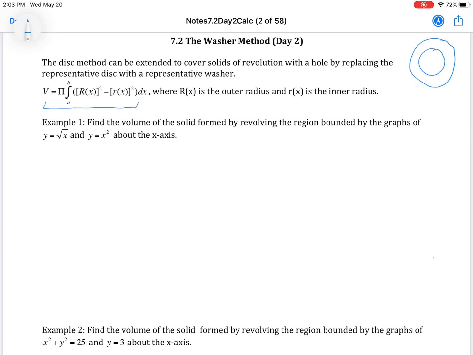So there is a difference in the equation. You now have two r of x's. Uppercase r of x is the outer radius. Another way of looking at it, it is furthest from the axis of rotation. And lowercase r of x is the inner radius, so that is closest to the axis of rotation.